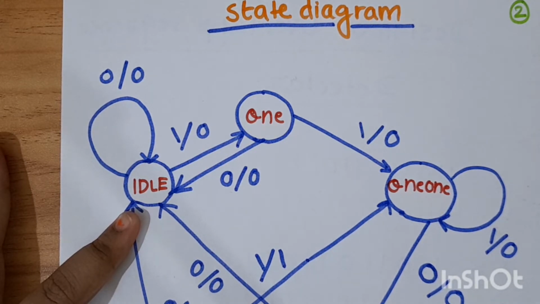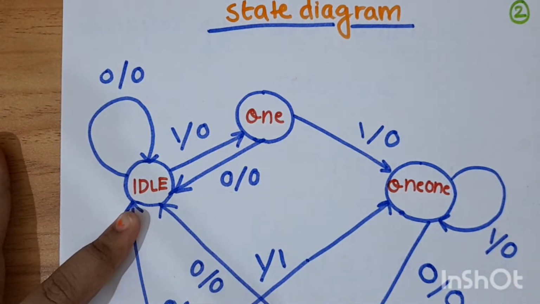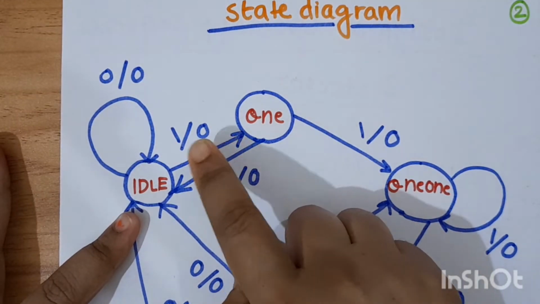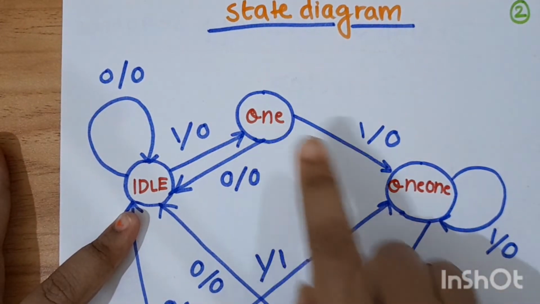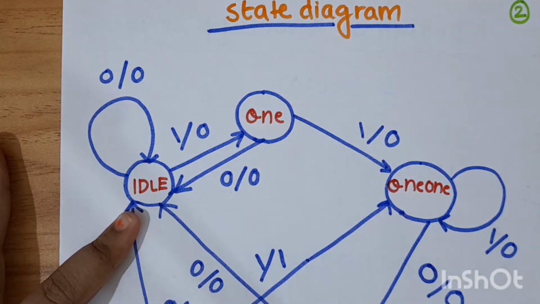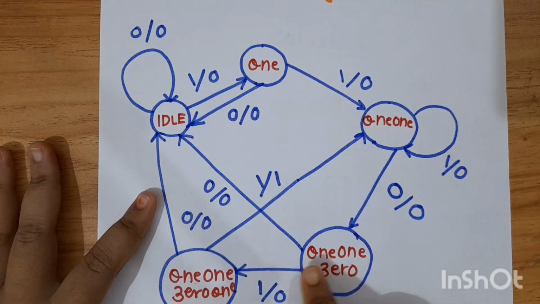Let it be like that, we got the first 1. Then from the idle state we move to state 1. But here output is 0. Now in the 1 state I received another 1. Then I reached the 11 state. In the 11 state I got 0. Then I reached the 110 state. You understood? Output is 0 here also.